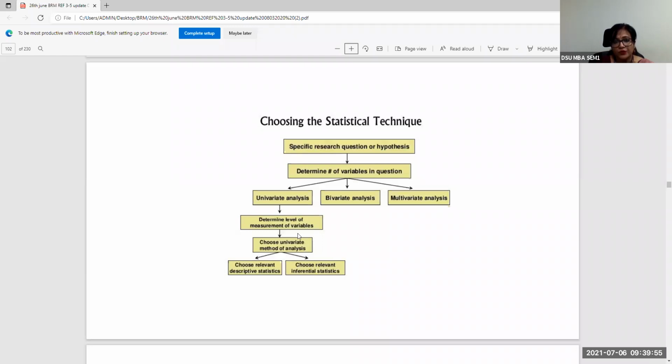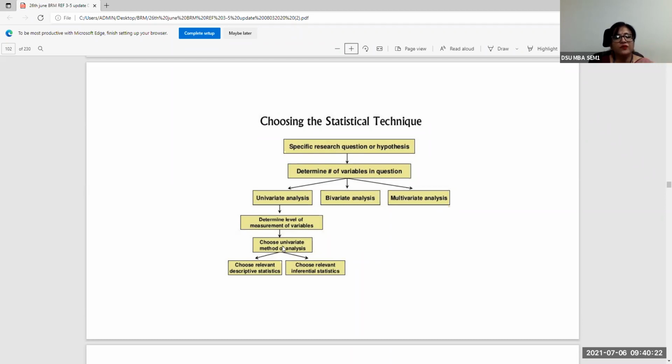understand how you're going to deal with the data, choosing the statistical technique. So first thing to understand in choosing the statistical technique is, again, it's a process. It is again a stepwise aspect. You need to perhaps understand very clearly that at this stage your research questions will be used, or the hypothesis will be called in. You need to understand how many variables are there in the question, whether you want to do a univariate analysis, bivariate or multivariate analysis.